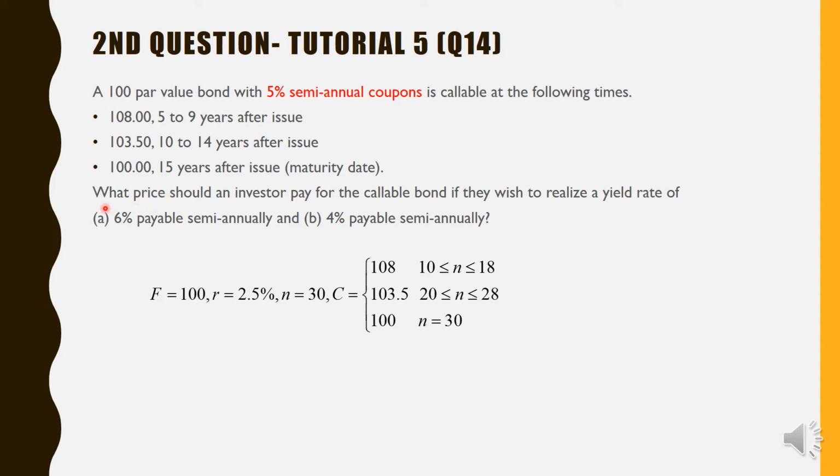The question asks us, what price should an investor pay for the callable bond if they wish to realize a yield rate of A, 6% payable semi-annually, which means I equals 3%, and B, 4% payable semi-annually, which means I equals 2%.